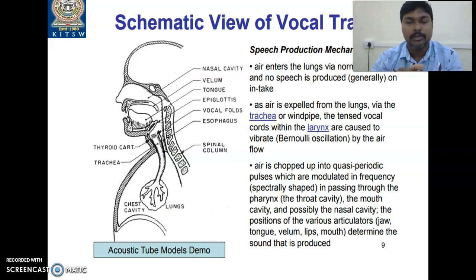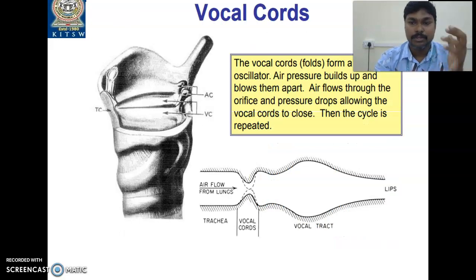So this is the schematic view of the vocal tract. Just recall, in the previous video we clearly saw this. As the air is released from the lungs via the trachea or the windpipe, the tensed vocal cords within the larynx are caused to vibrate by the airflow. That is how the sound comes from the lungs to the vocal cords and then through the lips. This is the schematic we have also seen, showing how the air flows from the lungs to the vocal cords and then the vocal tract.